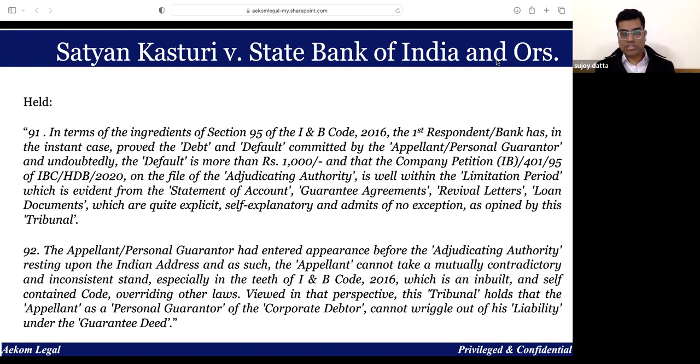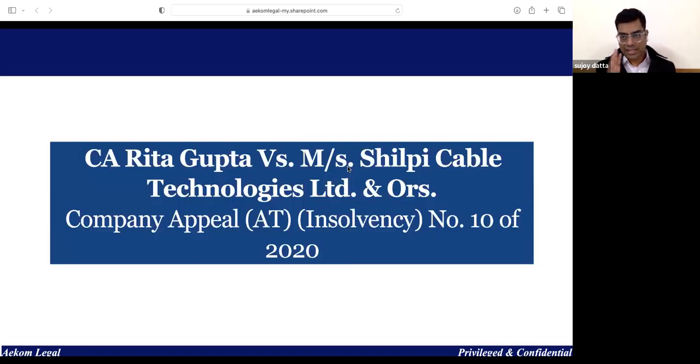in violation of the Insolvency and Bankruptcy Code, which is a complete code. The tribunal holds that the appellant cannot wriggle out of his liability under the guarantee deed, and this foreign residence argument was rejected. So this is a judgment that supports Sudeep Datta, though it is not as detailed, just putting it out for your reference. So we can move now to the third judgment.